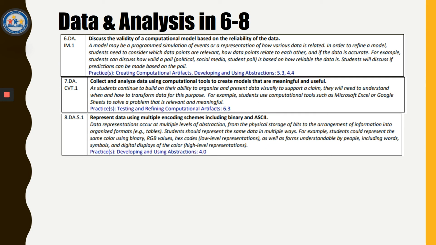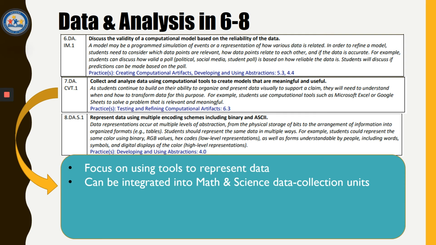In middle school, students continue to turn a critical eye on the data they collect and get more concrete with how data is truly represented on a computer. In sixth grade, we see students beginning to analyze and criticize models and predictions based on the data it is given. This offers a foundation for conversations about machine learning and bias that occur at later grade levels.